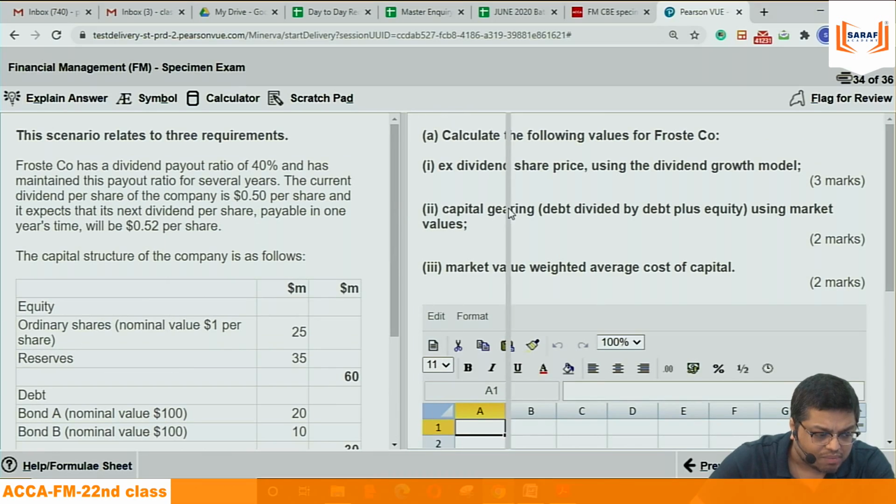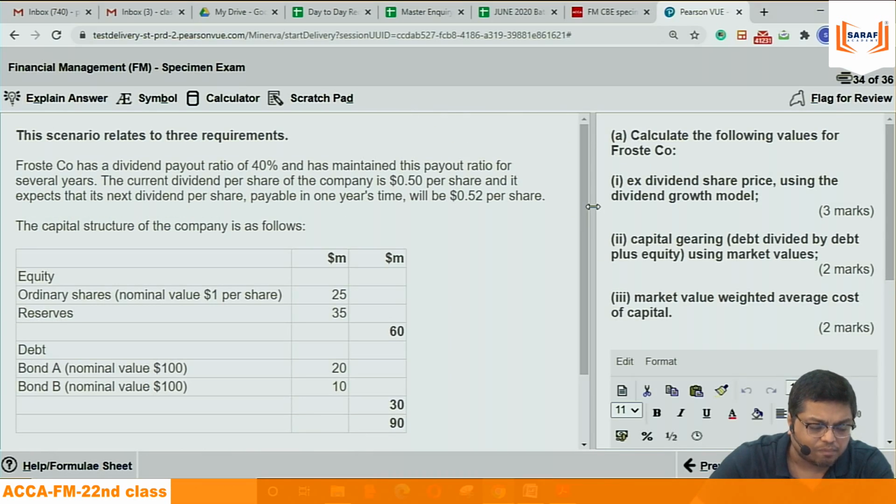Now that was 20 marks gone. This is the second part, 20 marks. Up till now, any question, any doubt, anything to ask before proceeding in this question?